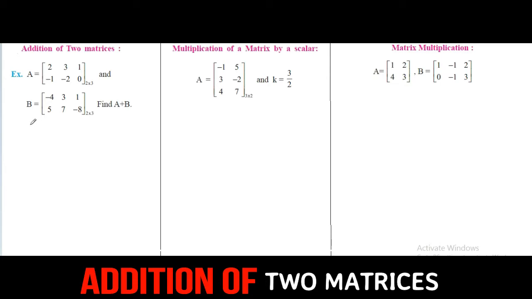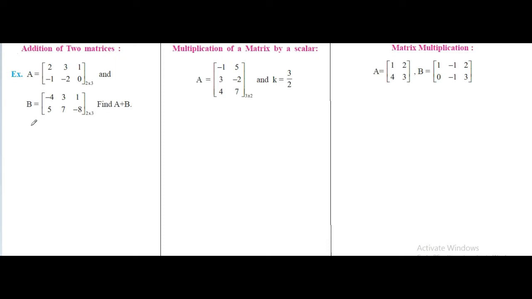Addition of two matrices. Addition of two matrices means we will add the two matrices by adding the corresponding elements of each matrix. So here we have a matrix A and matrix B. So let us find A plus B. So how to find A plus B? What is the matrix A?